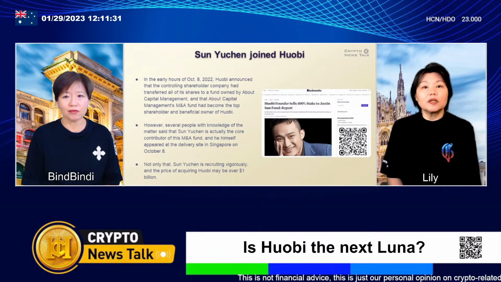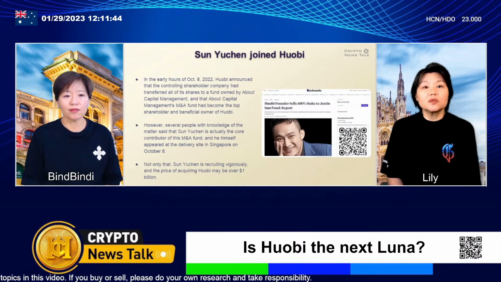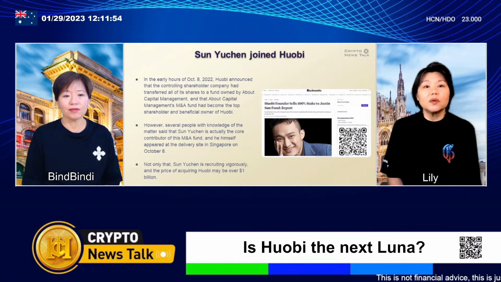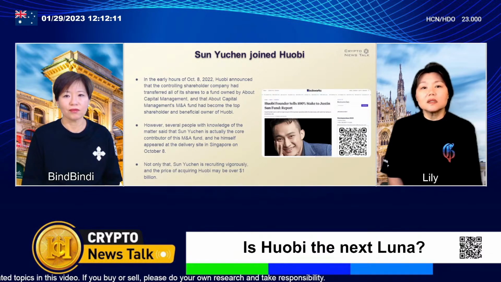And the M&A, the takeover, seems highly controversial as well, because several people say that Sun Yu Chen was the core contributor of this M&A. He himself appeared at the delivery site in Singapore on October the 8th. Not only that, Sun Yu Chen is recruiting vigorously, and the price acquired for it may be over 1 billion. This is highly overpriced. Moving on, since he came on board, there has been this rigorous hiring of staff.